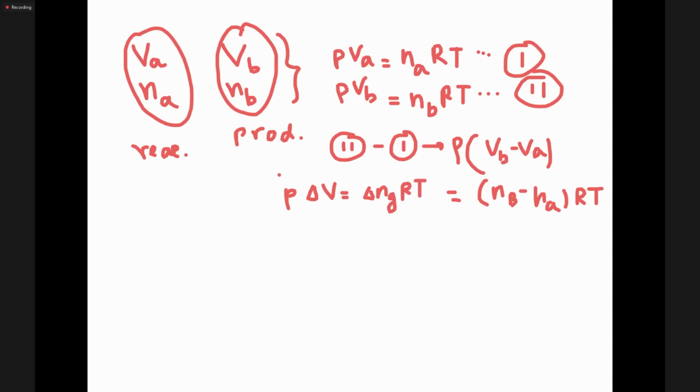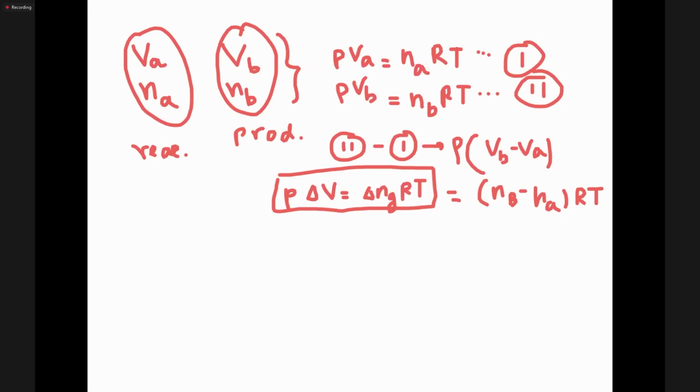P delta V will be equal to delta Ng RT, where delta Ng refers to the number of moles of the gaseous products minus the number of moles of the gaseous reactants. So it is the change in the number of moles of the gaseous components of the reaction mixture. Here in this case, no liquid or solid components will be considered.